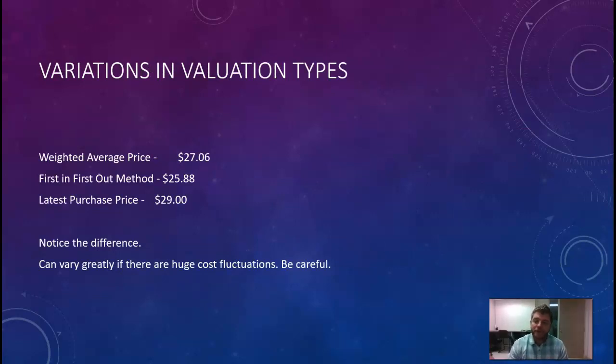So we looked at 3 different ways. The first one we threw out. We looked at weighted average price, first in, first out, and latest. So we came up with 3 different averages for those bottles: $27.06, $25.88, and $29. So you can notice a difference. Depending on what you choose, you might have different numbers. These can vary if there are huge cost fluctuations.